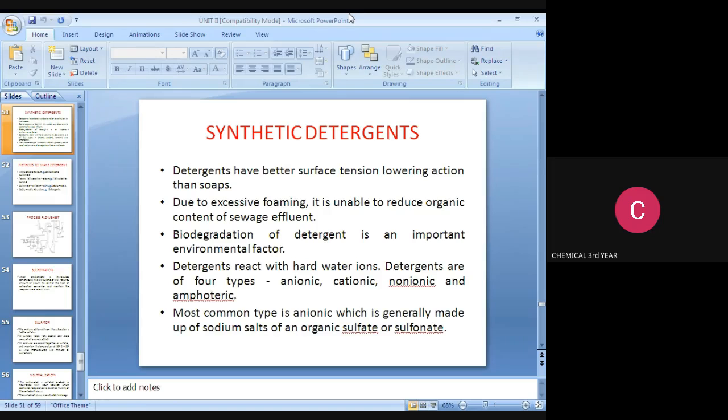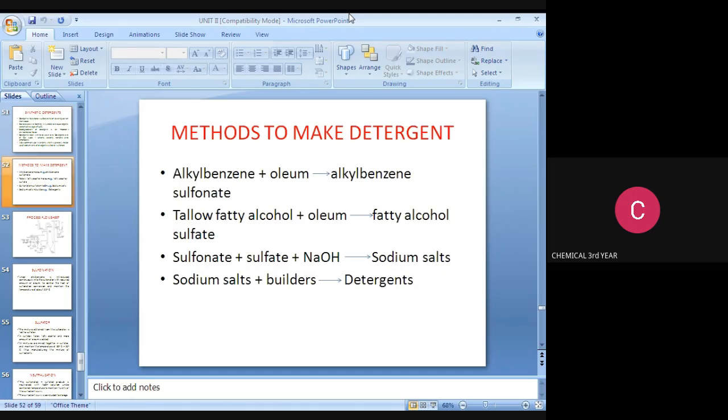So detergents are of four types: anionic, cationic, non-ionic, and amphipathic. The most common type is anionic, which is generally made up of sodium salts of organic sulfates or sulfonates. This is the method to make detergent. First, alkyl benzene reacts with oleum to produce alkyl benzene sulfonate. The tallow fatty alcohol sulfate plus oleum produces fatty alcohol sulfate, and sulfate plus NaOH produces sodium sulfate, the sodium salt. That sodium salt reacts with binders to produce detergents.